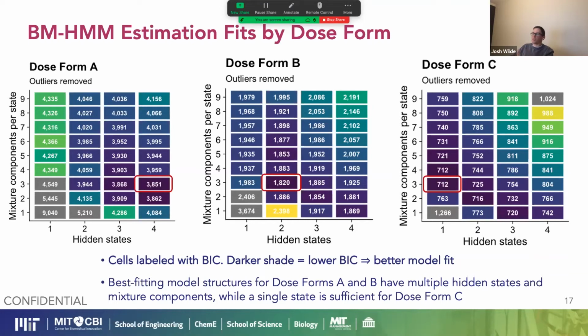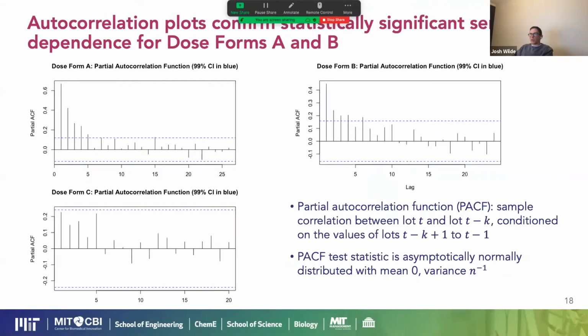And so our first inference here is that we see initial evidence of serial dependence in adverse event rates by packaging date for dose forms A and B, but not for dose form C. We can corroborate this with evidence from another method, which is not related to the hidden Markov model. We can look at the autocorrelation function for these three dose forms, and we get the same answer. The punchline is that we get the same answer.